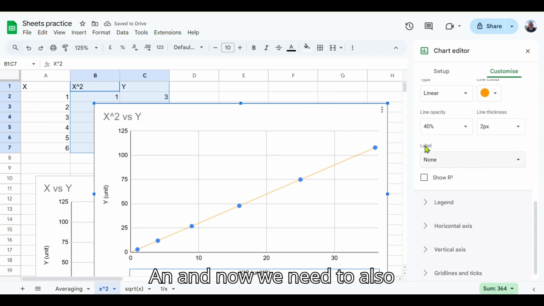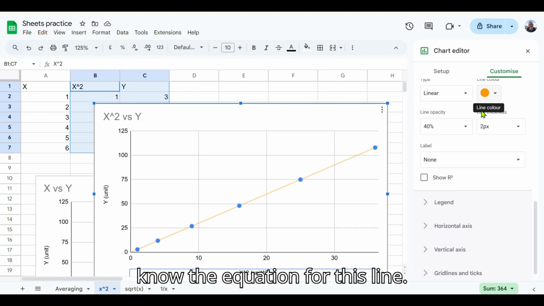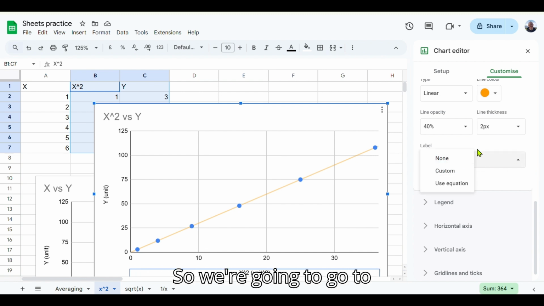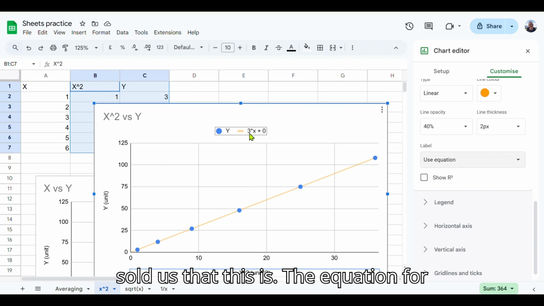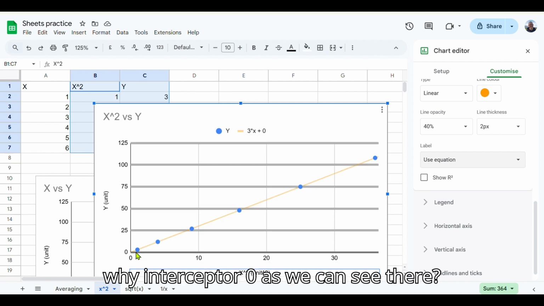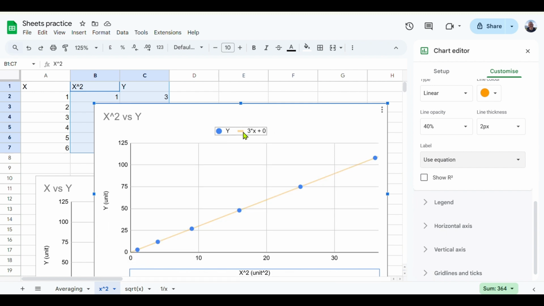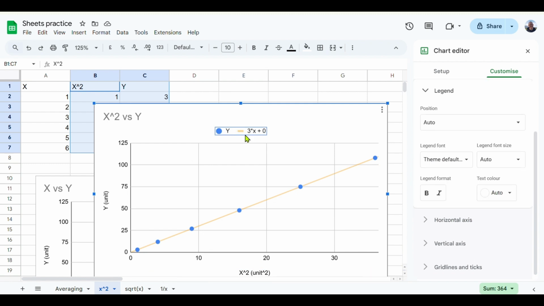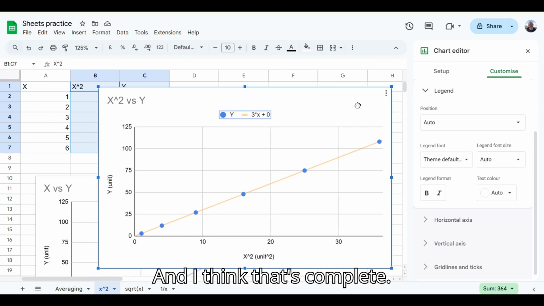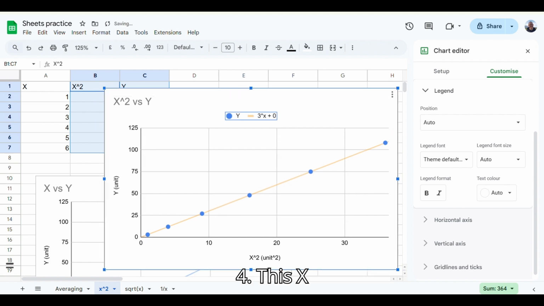And now we need to also know the equation for this line. So we're going to go to label and select use equation. So it's told us that the equation for this line is 3x plus 0. So our y-intercept is 0, as we can see there. So when we write it into our books, we'll have y equals 3x plus 0. So that's our mx plus c. And I think that's complete for this x squared graph.